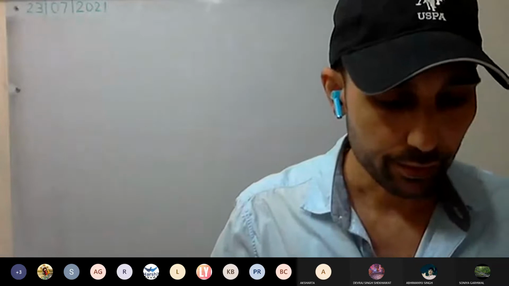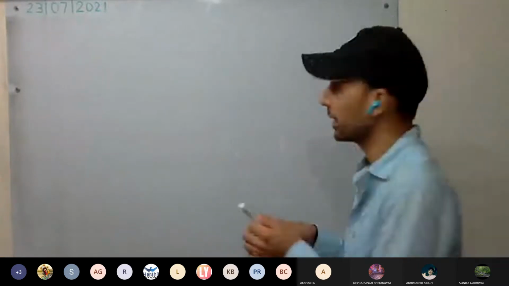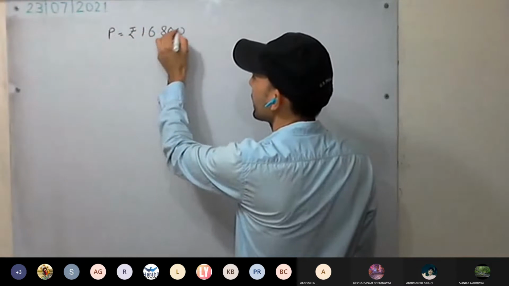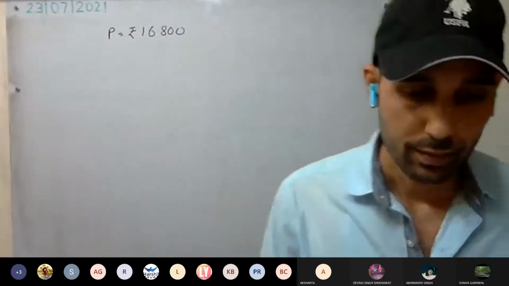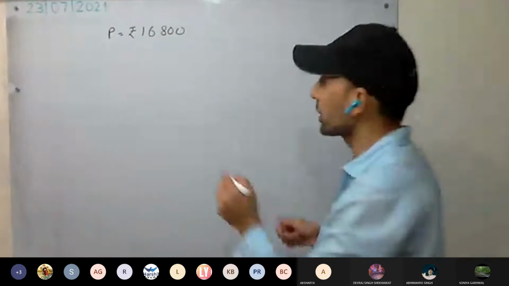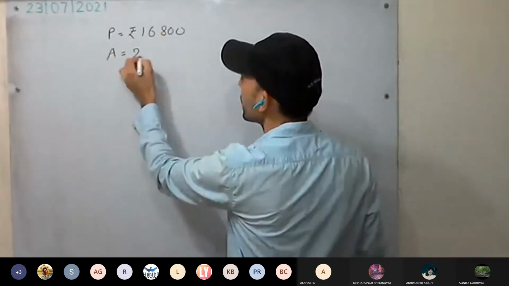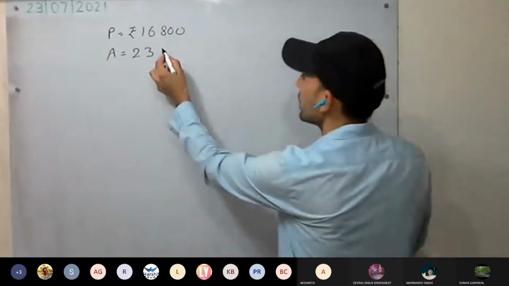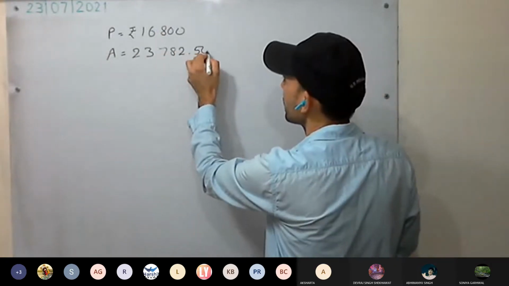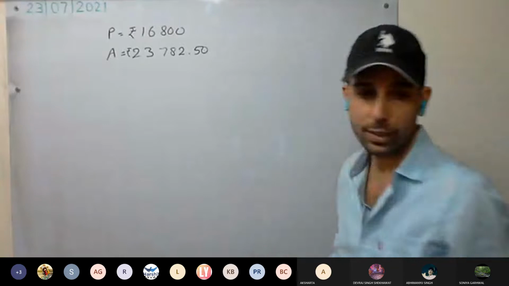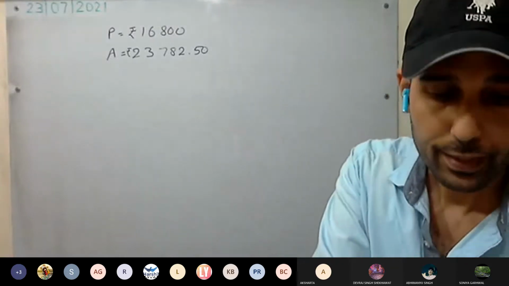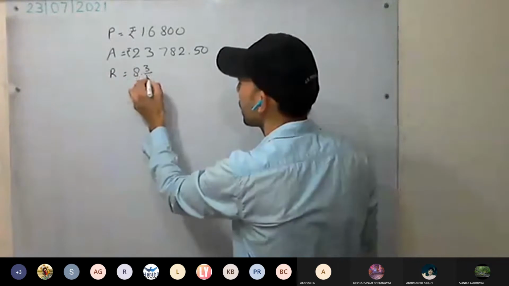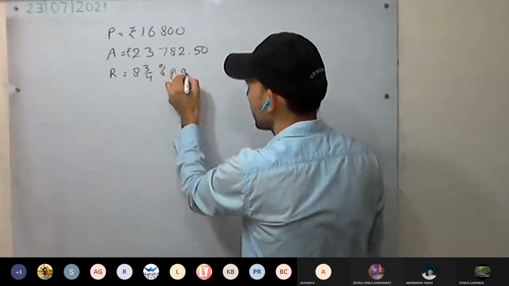In what time will rupees 16,800 amount to rupees 23,782.50? So principal is rupees 16,800. Amount is given, 23,782.50 rupees, at a rate of 8 3 by 4% per annum.